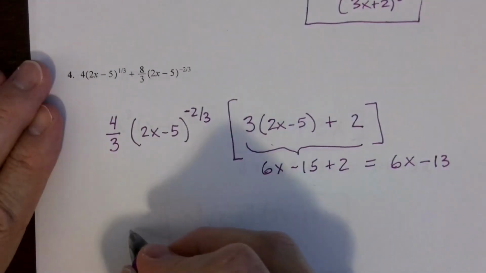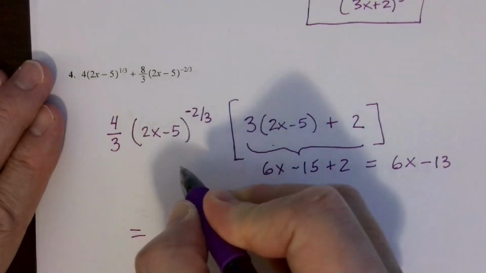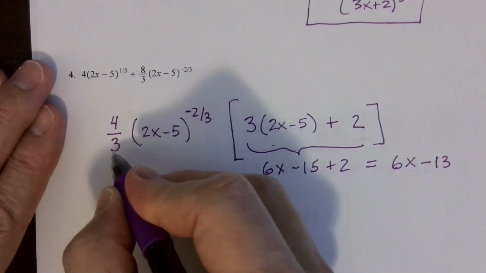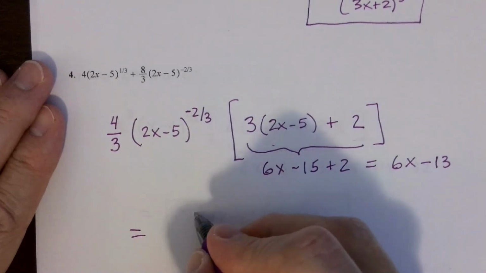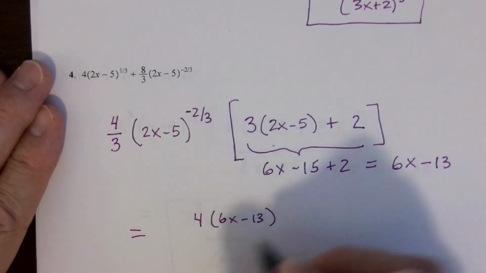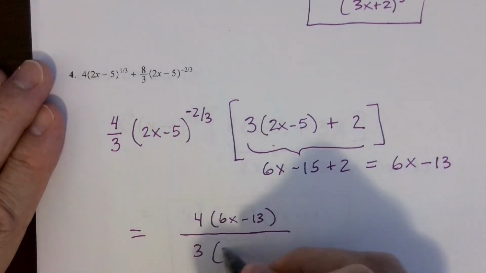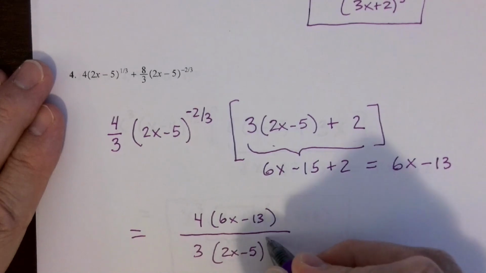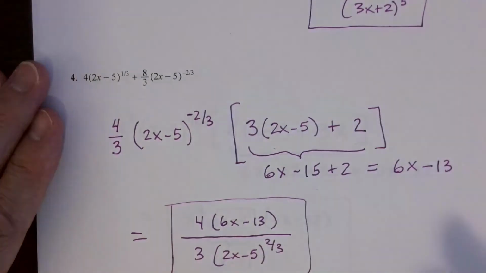And so let's write this all out. Remember what we do with 2x minus 5 to the negative 2/3. I'm going to bring that down into the denominator. Notice there's a 3 already in the denominator and a 4 in the numerator. So what this becomes is 4 times, in parentheses, real important that we put that in parentheses, 6x minus 13 over the 3 times the 2x minus 5 to the positive 2/3 power. There's my completely factored expression.